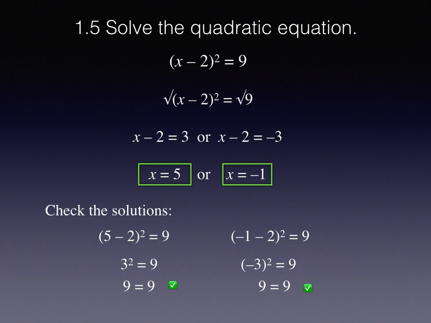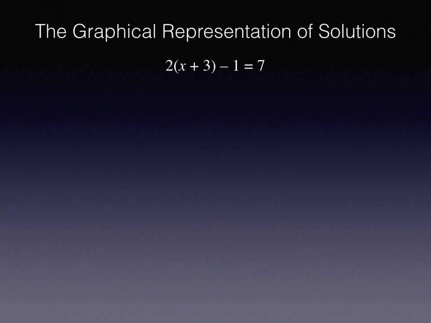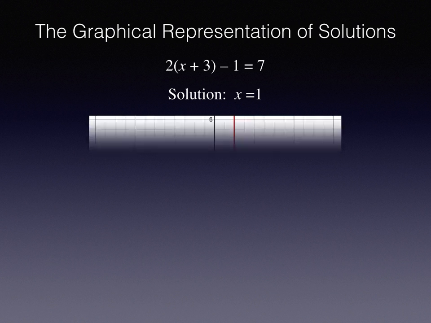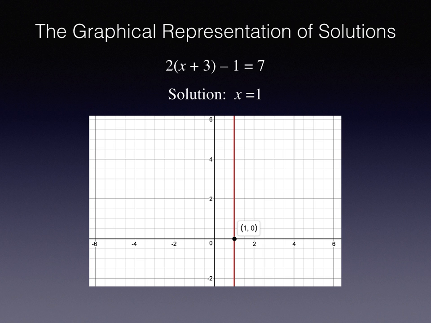Now before we end the video, I just wanted to refresh your memory that when we find the solutions of equations, the graphical representation is where the graph crosses the x-axis. So the solution that we found to this equation earlier is x equals 1. And if I were to type this equation into a graphing utility like Desmos, x equals 1 is where the graph would cross the x-axis.